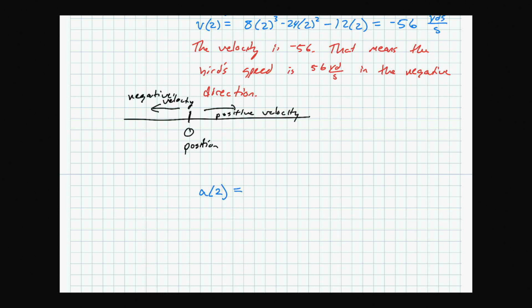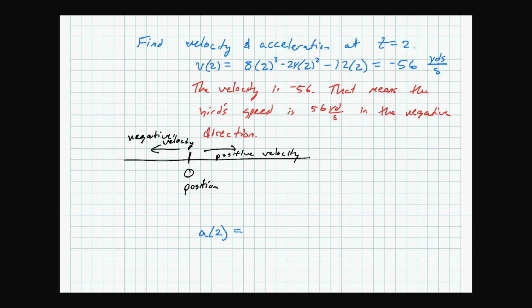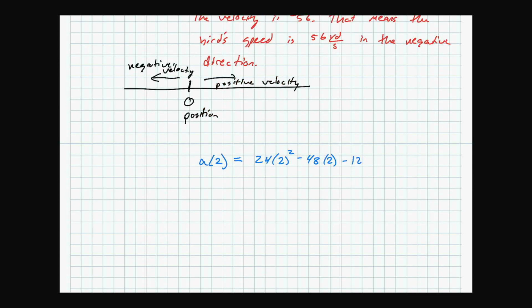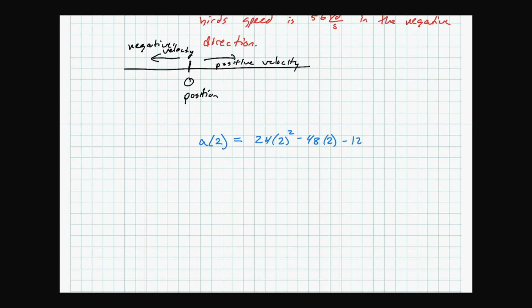All right, acceleration of 2. So acceleration is up there. I can see it on the screen. So a of 2 is going to be 24 times 2 squared minus 48 times 2 minus 12. So you've got 24 times 4, it looks like, and then minus 48 times 2, and then minus 12, which is negative 12. And the units on that are going to be yards per second squared.